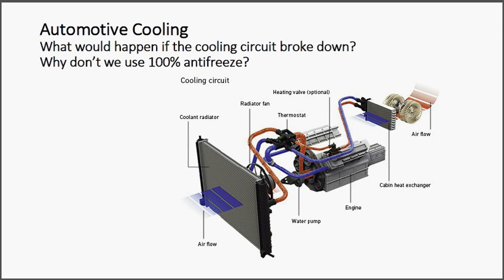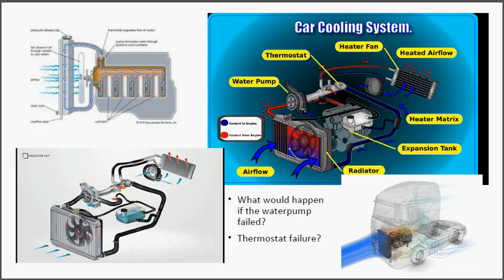Okay, next one. Just another picture of a car cooling system. The cooling takes place through air, which is forced through the radiator. The water in turn is cooled down, and the water then cools the engine block. Again, we've got another blown up diagram here.